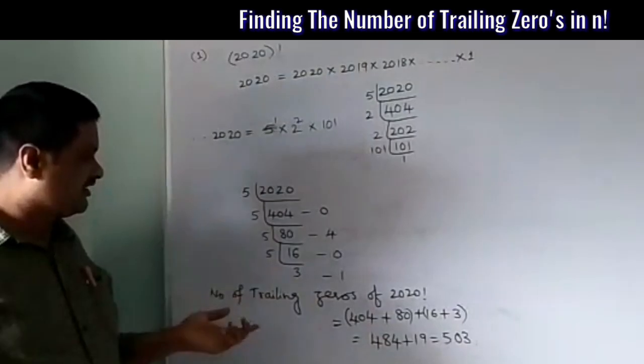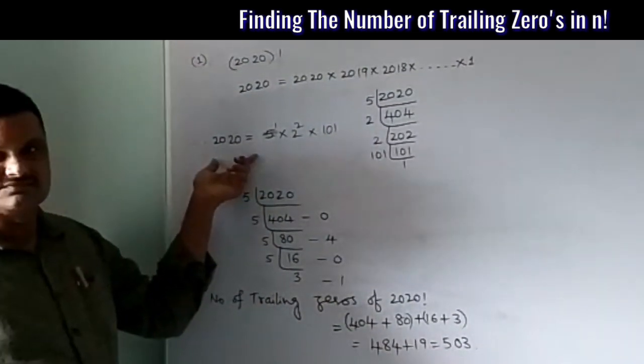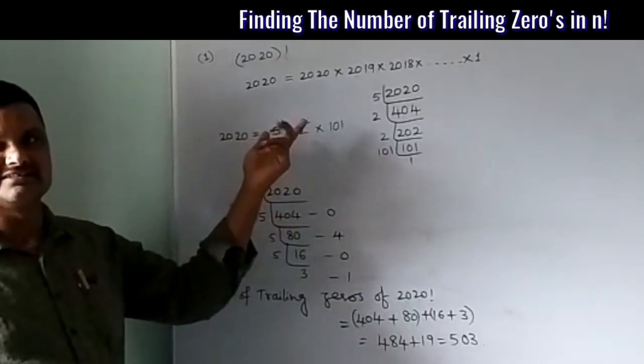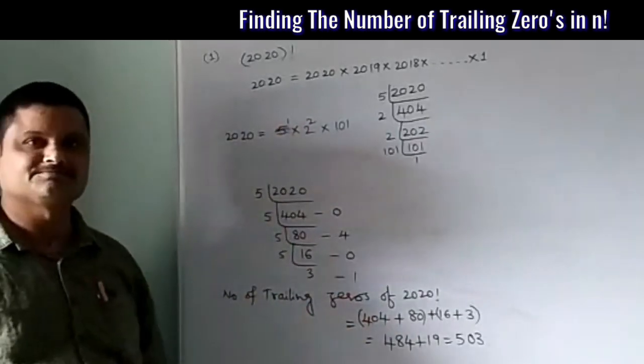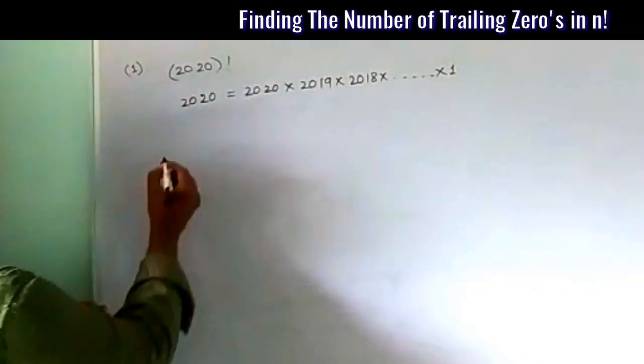This is a way of finding the trailing zeros for a given number, whether 2 digit or 3 digit. It is the easiest method. Thank you one and all. Next we will discuss using the concept of the greatest integer function.